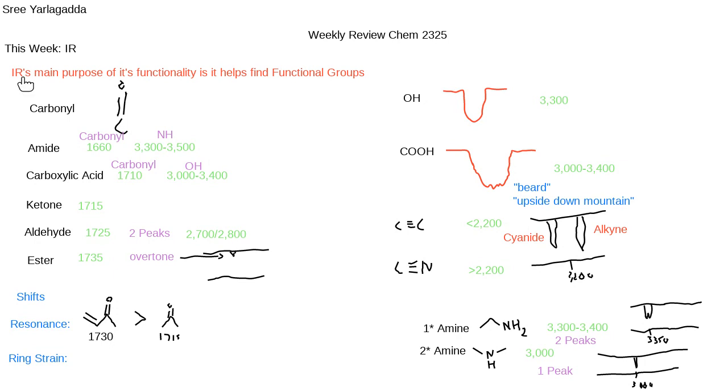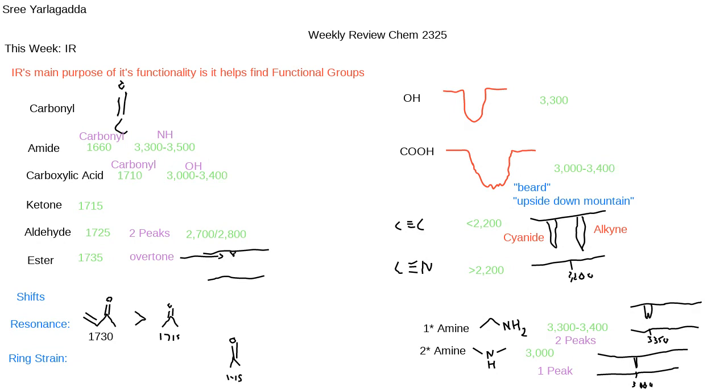Ring strain works in a similar fashion. To explain what ring strain means, you have different numbers of carbons in a ring. You can have a 3-membered, 4, 5, 6, 7 carbon ring. 6 is obviously the standard one. So I'm going to use a ketone again as an example. I'm going to scoot over a little bit right here. So again, it's at 1715.